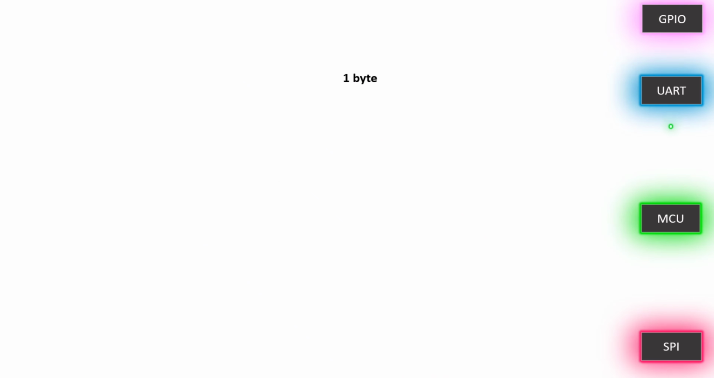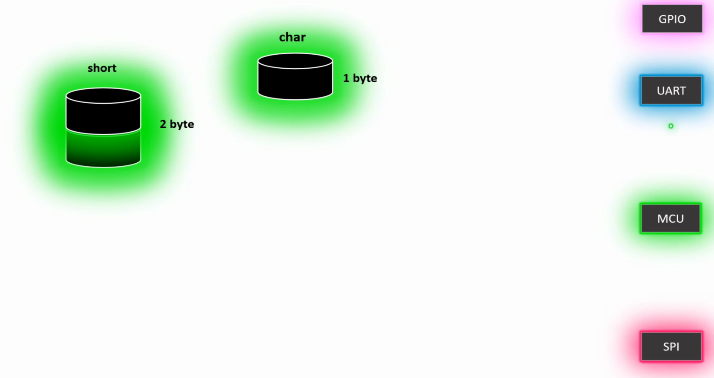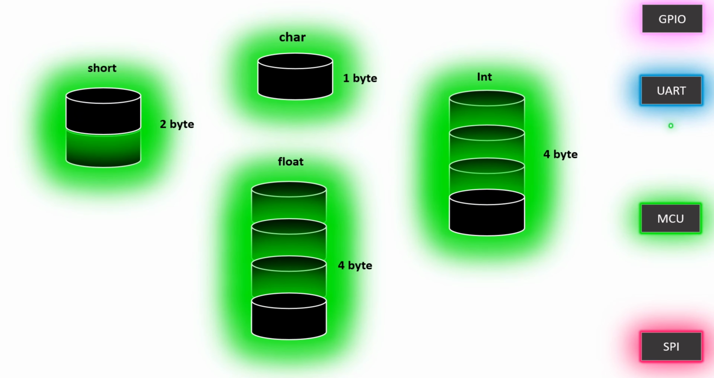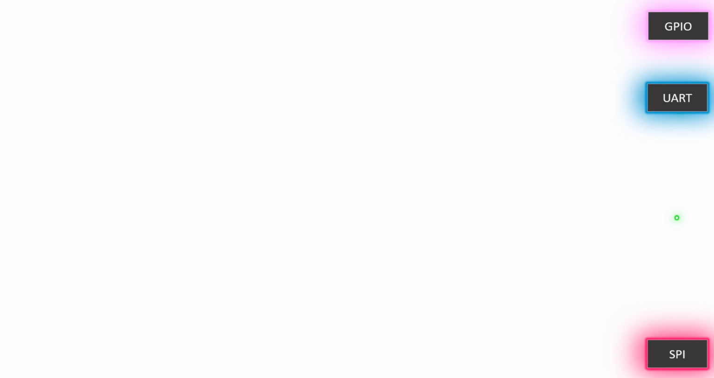Today, we will explore the storage size of different data types, like char, short, int, and float. Let's explore the C integer data types, their storage sizes, and value ranges.